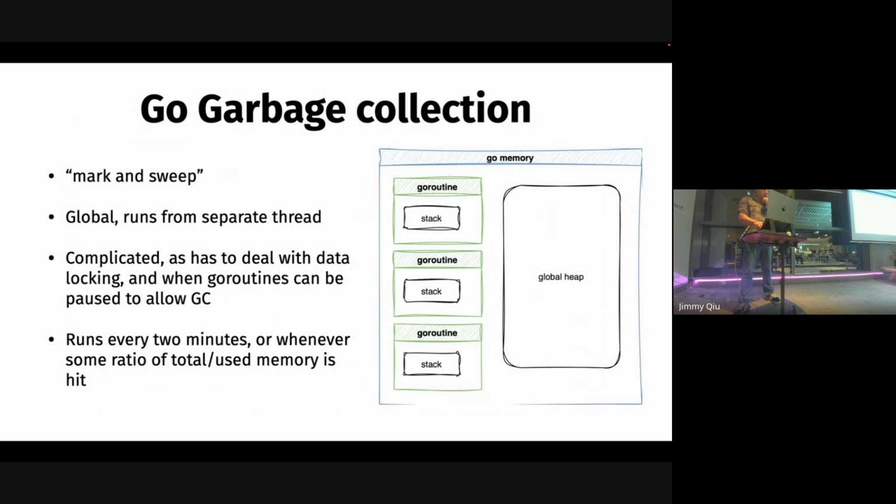It's complicated because it has to deal with all those data conditions of what's allowed to access what, and think about when goroutines can be paused. If it's running, can it be preempted at this point? Can you actually access garbage at that point and go through and mutate and mark things as active? I think by default it'll run every 2 minutes, or there's some tunable ratio of total versus free memory that, when hit, kicks it off.